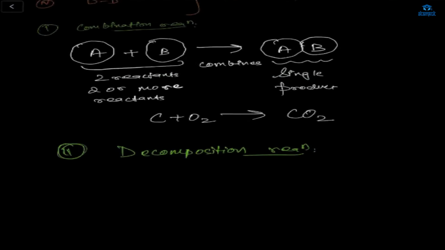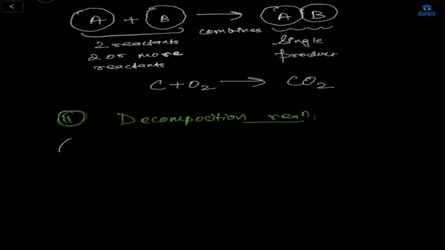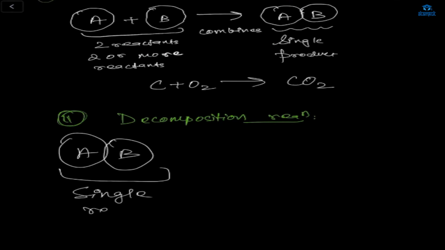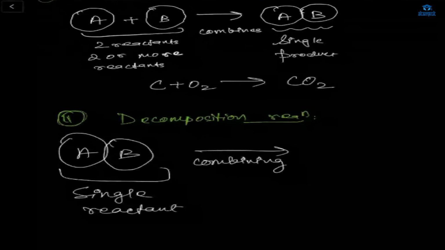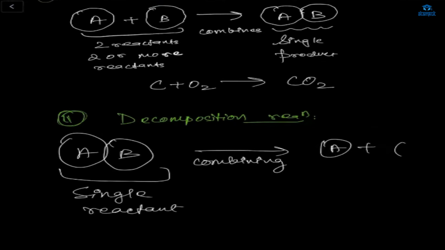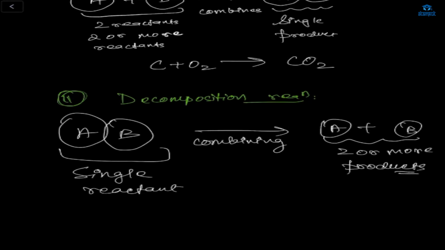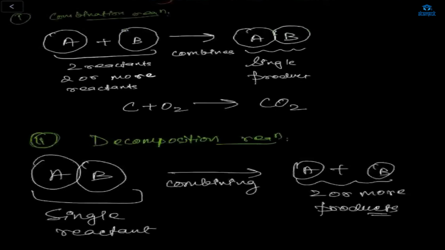Let me show, like this is my A and B, right? This is my single reactant, and it is breaking to form what? Two or more products, A plus B. This is two or more products. It can be 3, 4, 5, two or more products. Okay, done.